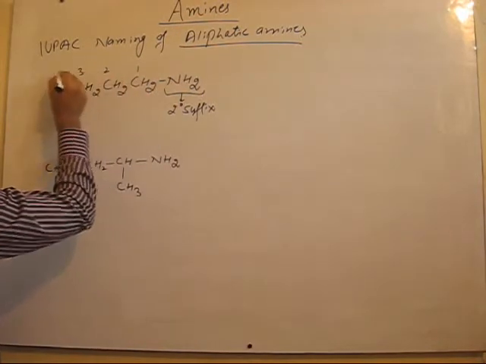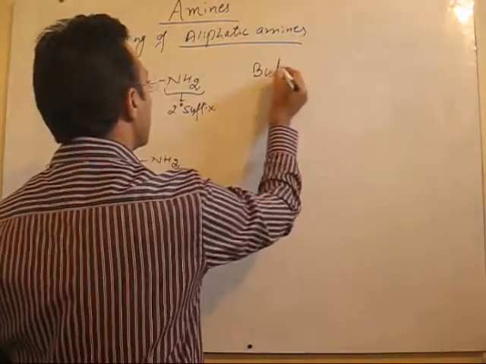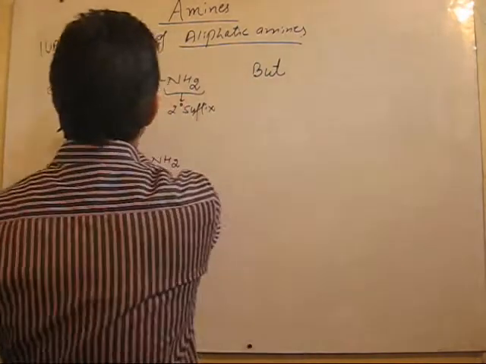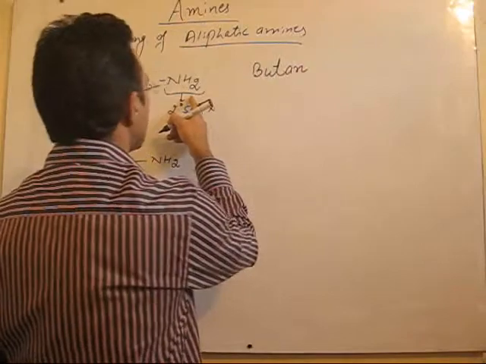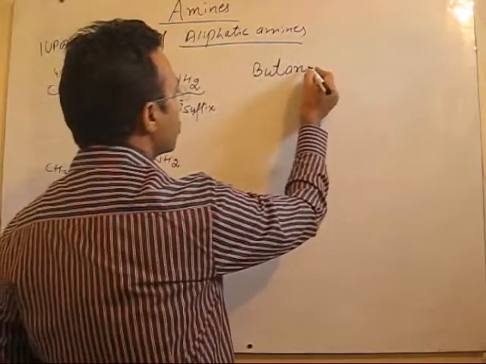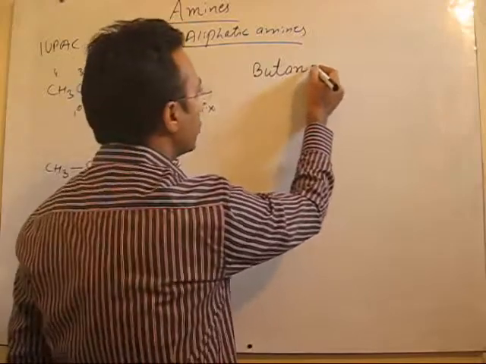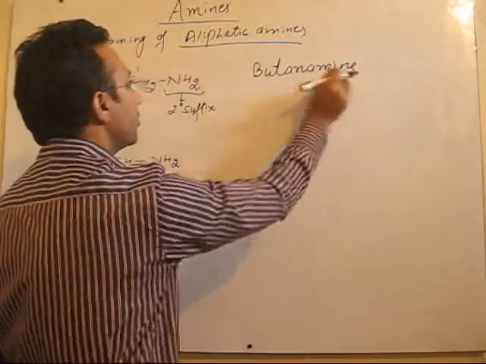So 1, 2, 3 and 4. So we have word root but, because no substituent is there, only the functional group is there. Single bond, butane, and for NH2 we write amine. So a is to be written, so we will not write e for ene. So it will be written like this. So e is omitted from here, so butanamine.